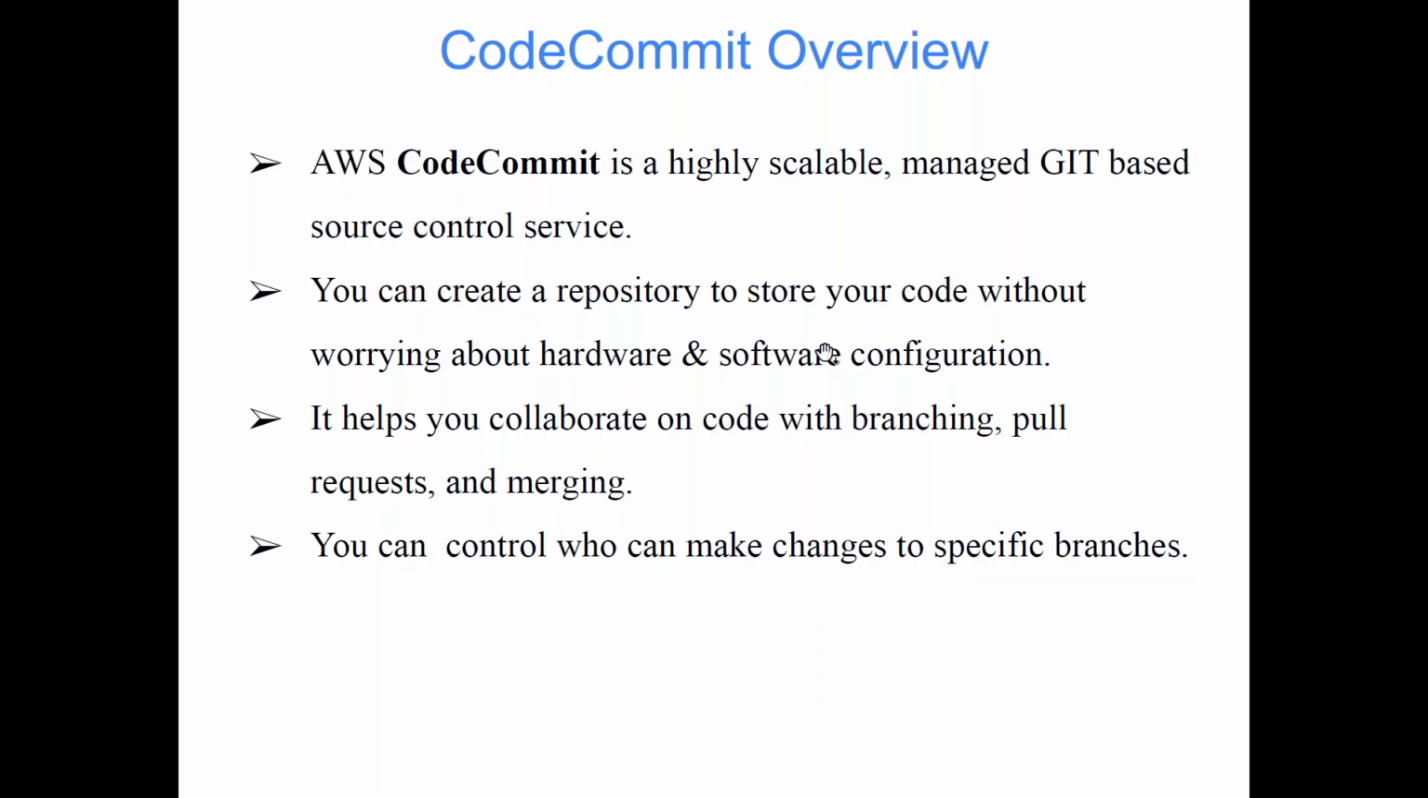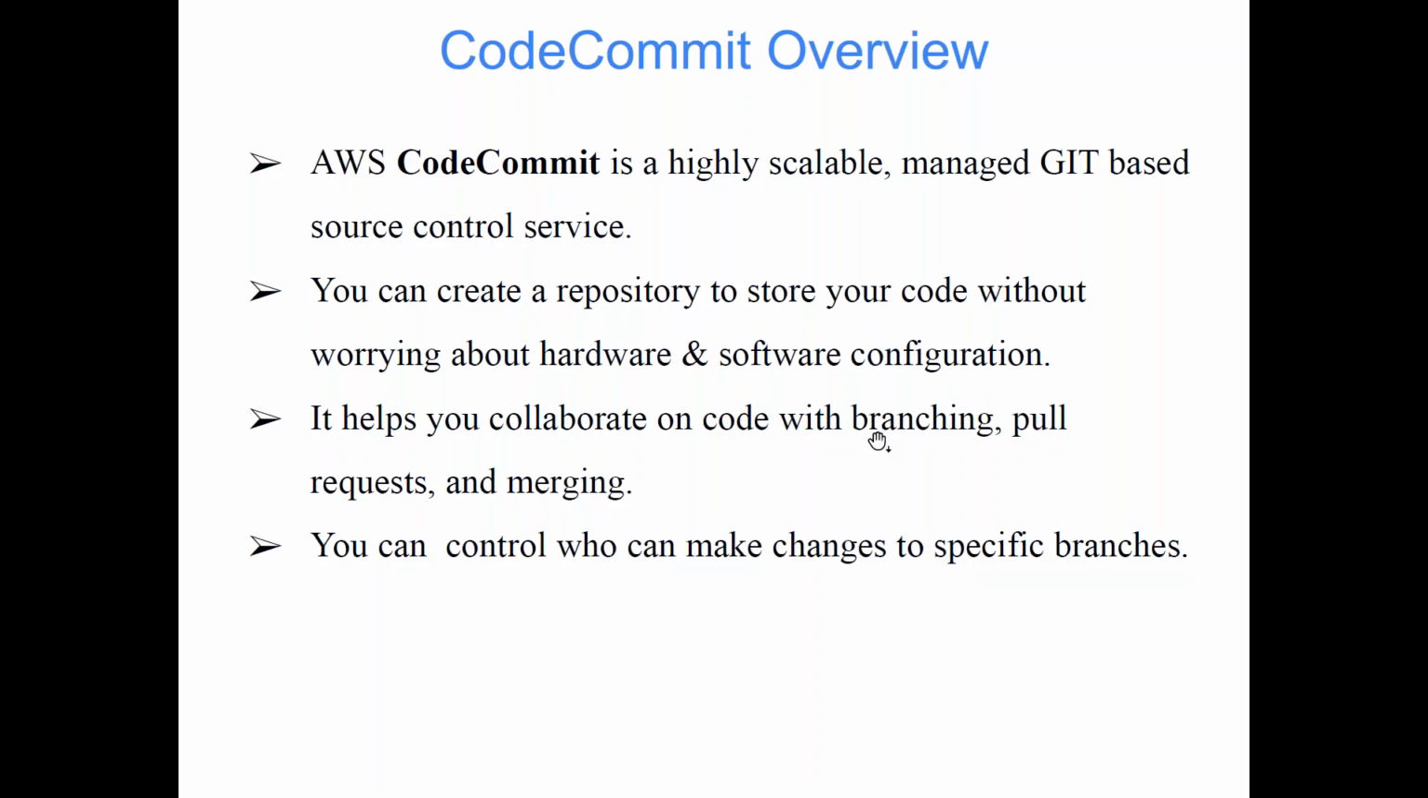You can create a repository to store your code without worrying about hardware and software configuration. That means where exactly your Git server is running, you don't need to worry about, because that is completely taken care of by AWS. It helps to collaborate on the code with branching, pull requests, and merging. Multiple people may be working on multiple feature branches, so you can do that.